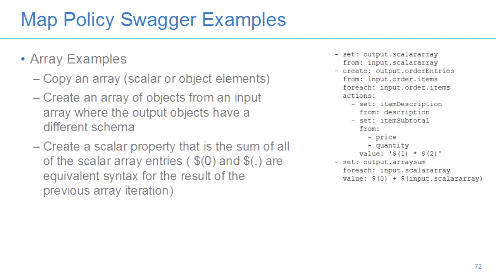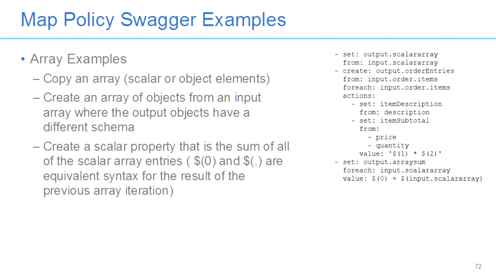My output does not necessarily have a price and quantity. I just have a complete subtotal. And so this is going to be looking at each individual item's price and quantity, just multiplying them together and setting the subtotal of that particular item in the output. And it'll do that for every single input array element, and so you'll get the same number of output array elements, but with different data and different schemas.